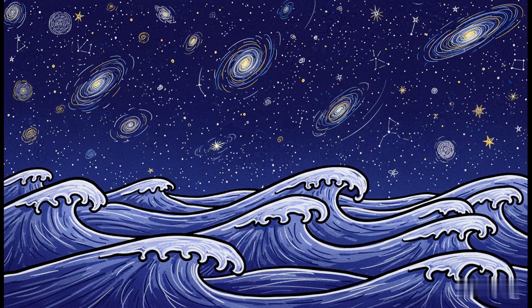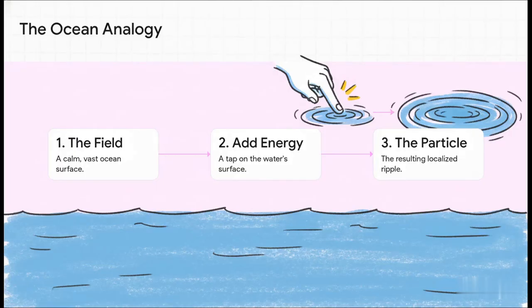Now, I know this can be a bit hard to picture, so let's use a really great analogy to make it crystal clear. The cosmic ocean. Imagine a huge, vast ocean, and it's perfectly calm. That smooth surface, that represents the field, just sitting there, at rest. Now, imagine you tap the water. You've just added a little bit of energy, and it creates a localized ripple. That ripple, that is the particle. It isn't made of some different water stuff. It's just the water itself, for a moment all excited.